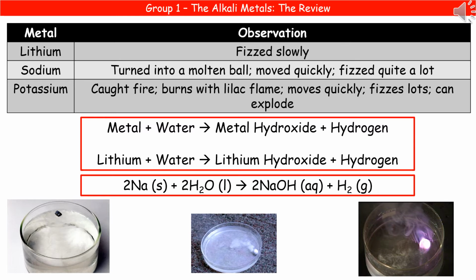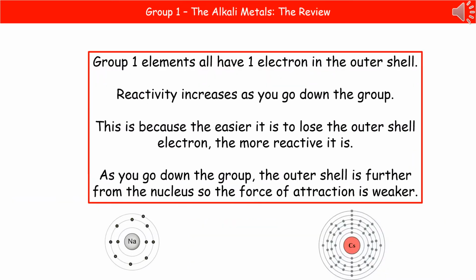So we need to know the word equation. So the metal plus water makes metal hydroxide plus hydrogen. Just remember to change the word metal for whichever alkali metal it is. And our balanced symbol equation, which is underneath. And the key thing with this is, remember, hydrogen goes around as H2 and then put a 2 in front of everything else in the equation, and then it will balance every time.